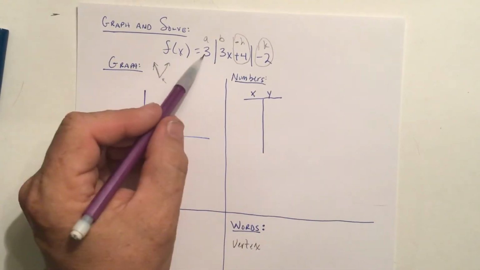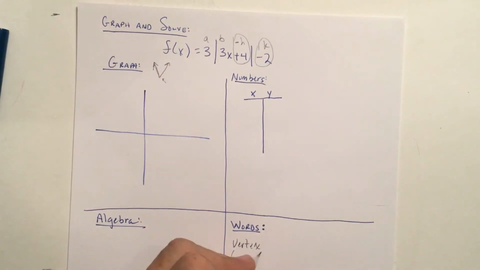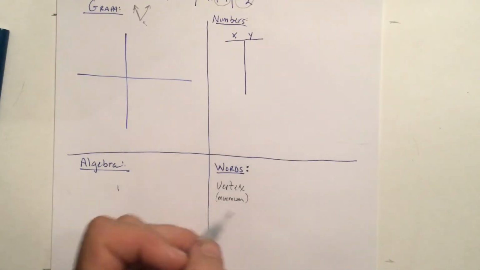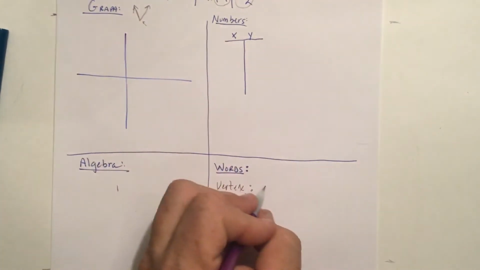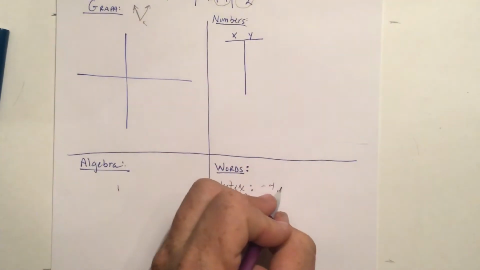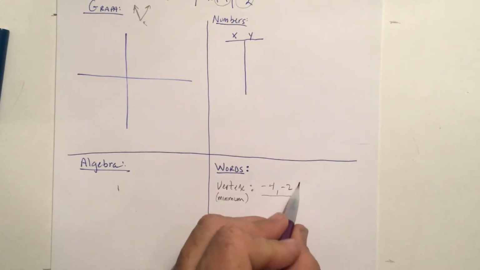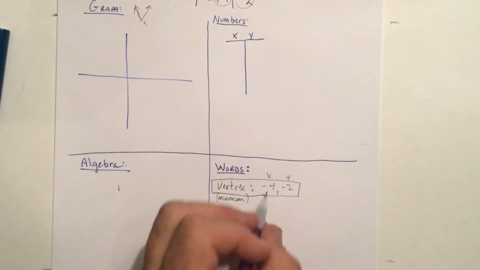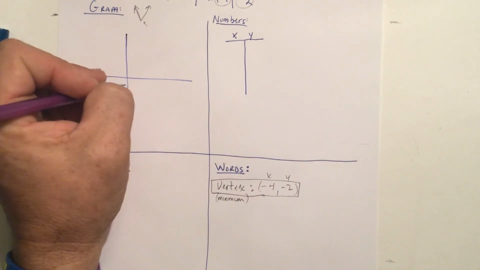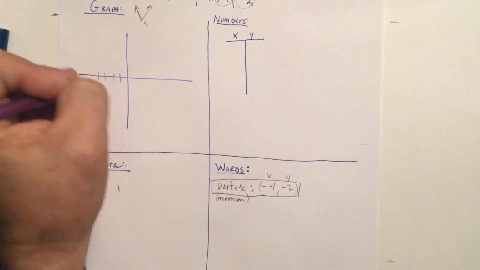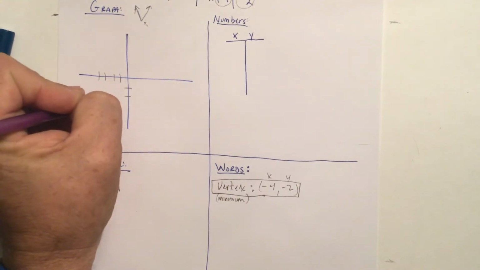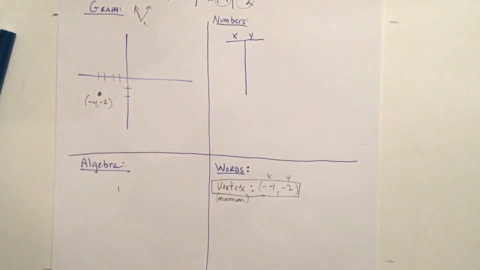In this case, because it's a positive, it's going to be my minimum. So I know my graph doesn't go any lower than this. My minimum is going to be -4 and -2. So that piece right there is my x and y. Now I can plot that. So my vertex is this. So my -4, 1, 2, 3, 4, 1, 2. So that's -4 and -2.